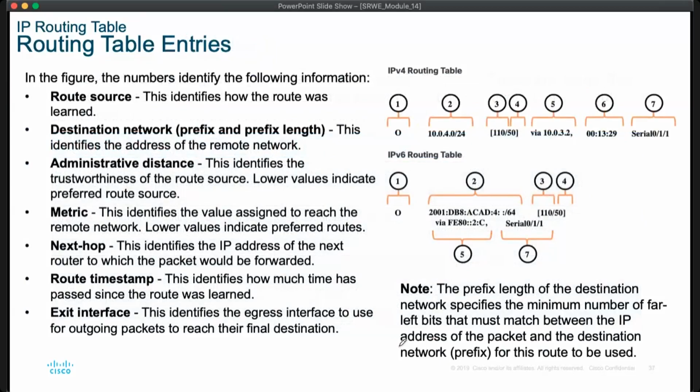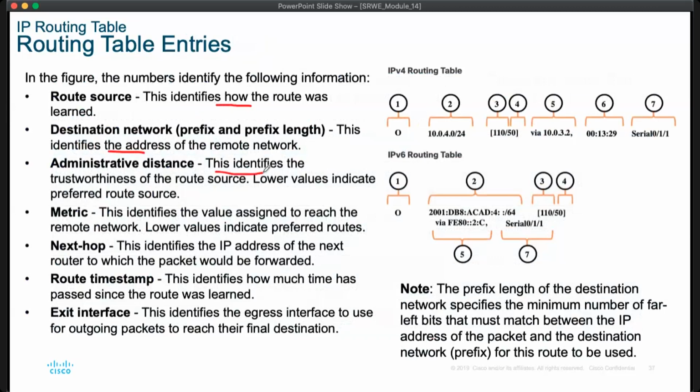Okay, routing table entry. In the figure, the numbers identify the following information. Route source. This identifies how the route was learned. Second, destination network, prefix and prefix length. This identifies the address of the remote network. Next, administrative distance. This identifies the trustworthiness of the route source.